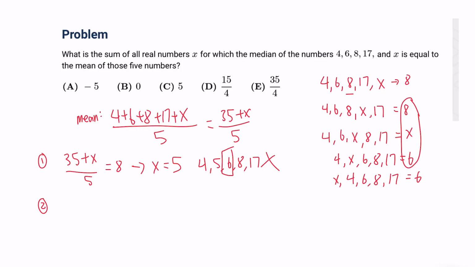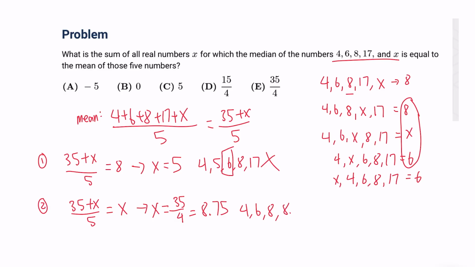And then when the median is x, we would let the mean, 35 plus x over 5, be equal to x. And we would get x is equal to 35 over 4, which is 8.75. And then we could put this back into this sequence to get 4, 6, 8, 8.75, and 17. Well, we see that the median for this sequence is 8. Well, that's also not possible because we want the median to be x, and in this case, x is 8.75.